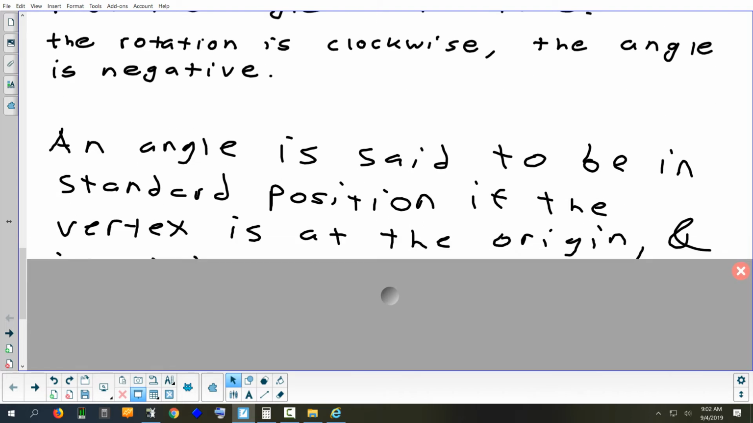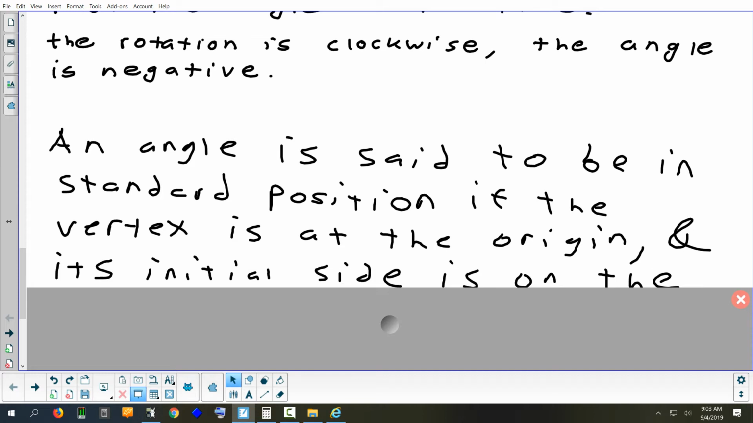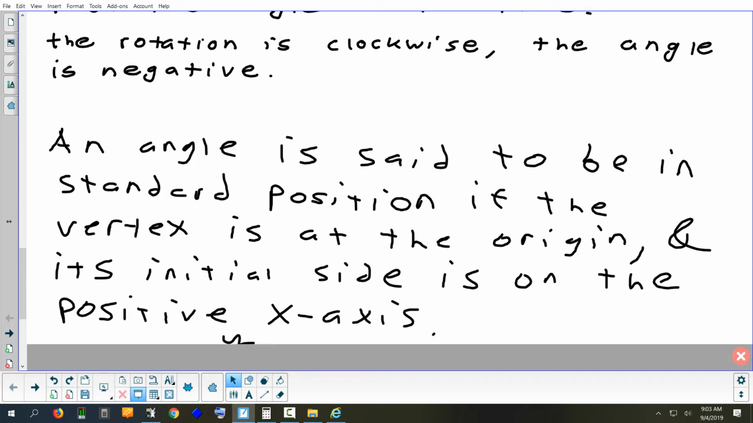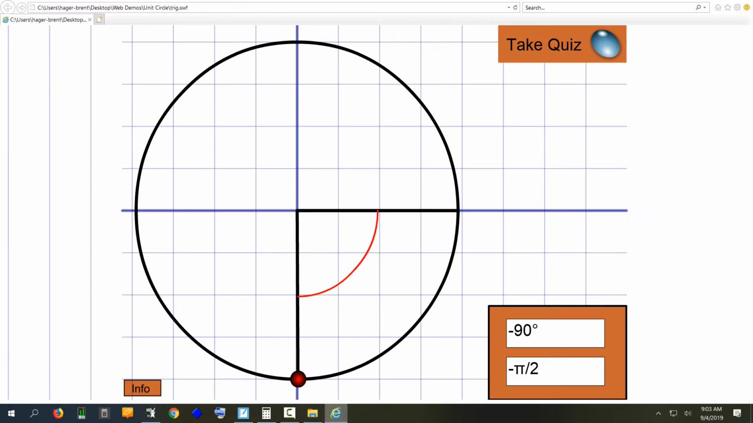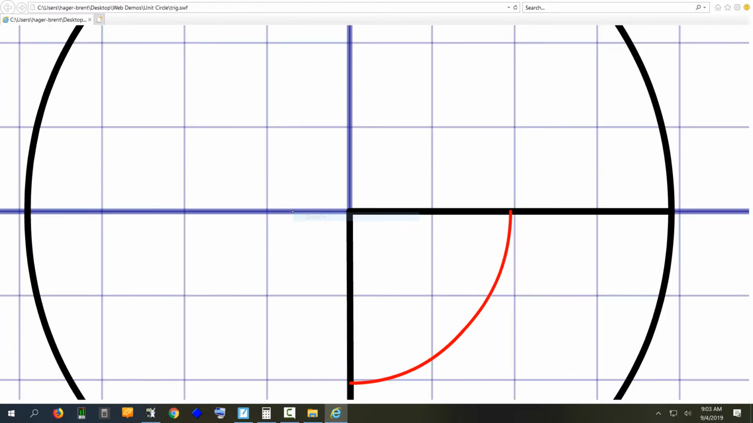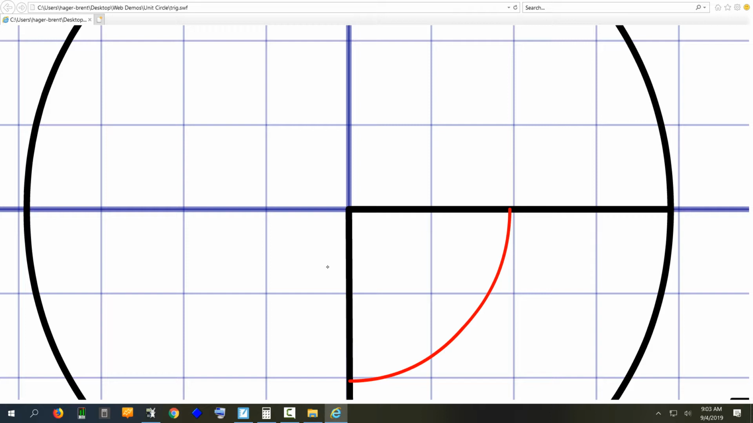Drawing it that way is called drawing the angle in standard position. Technically, for an angle to be in standard position, two things have to happen. I just told you one of them: the initial side is on the positive x-axis, but the vertex of the angle is also at the origin. If you look back at this program, the vertex of this angle is always at the origin and never moves.